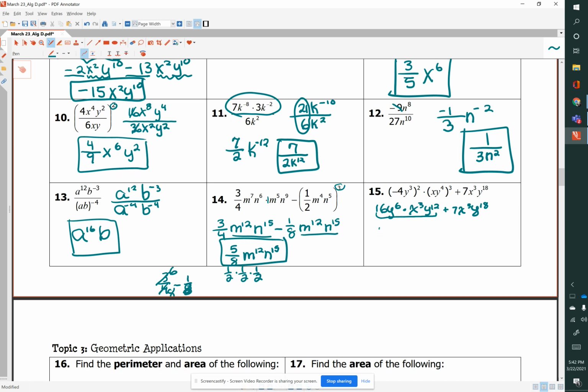16 times 1 is 16. And we have our x to the 3rd, y to the 6 plus 12, 18 power, plus 7x to the 3rd, y to the 18th power. So we've got like terms. 16 plus 7 equals 23, x to the third, y to the 18th power.